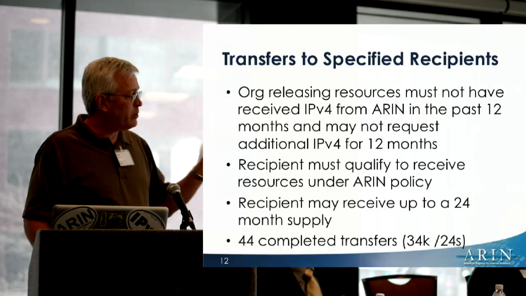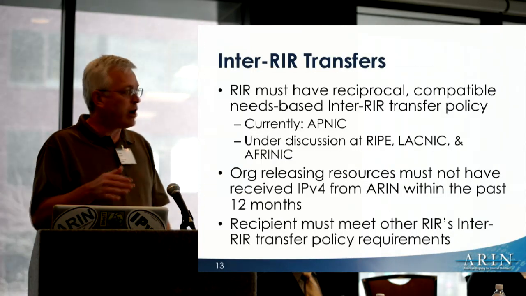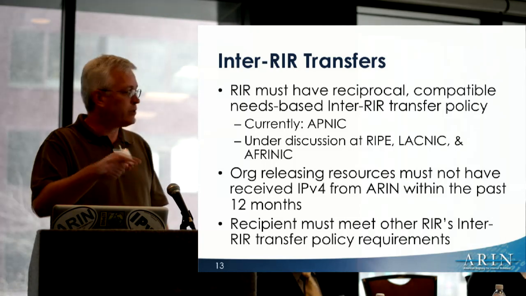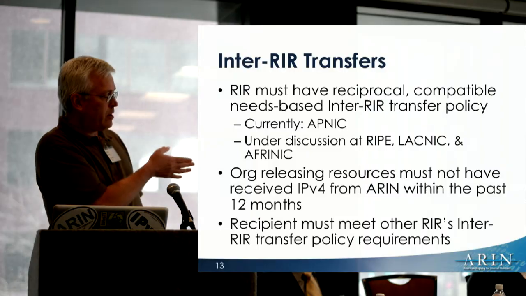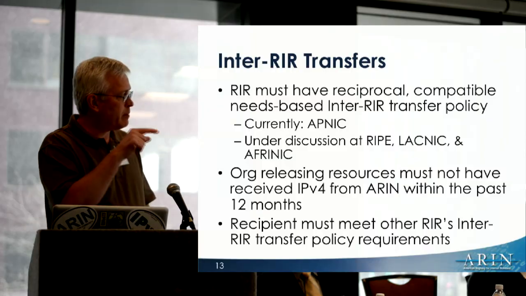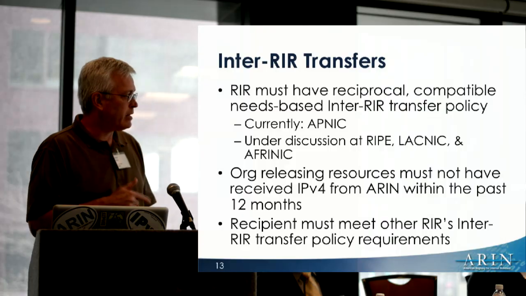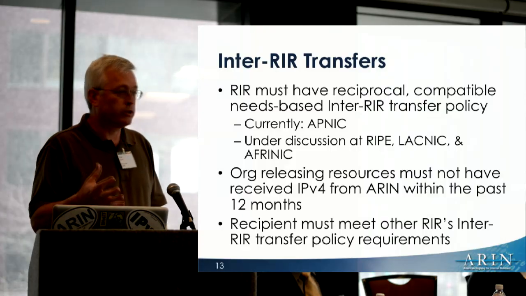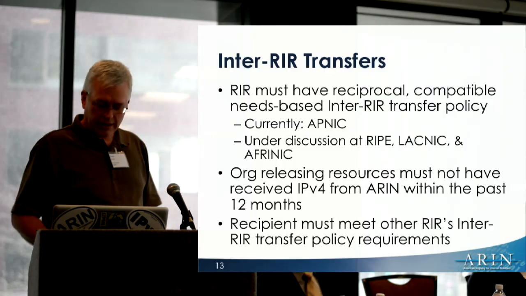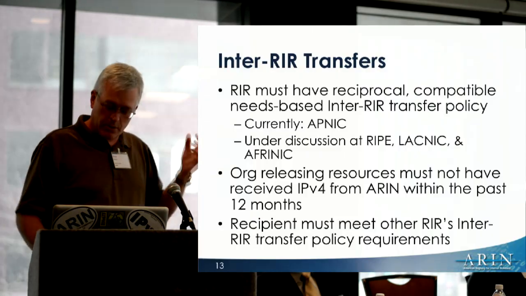So you can do that not only within region, but you can do it to and from the ARIN region to RIRs that have a similar, compatible needs-based transfer policy. Right now, the other RIR that has that is APNIC. There's 5 RIRs in total: ARIN, APNIC, RIPE, LACNIC, and AFRINIC. The other 3 RIRs, RIPE, LACNIC, and AFRINIC, are currently discussing proposals to enact some kind of inter-RIR transfer policy. And there's criteria for both of these, within region and inter-RIR, but they're both based on need.